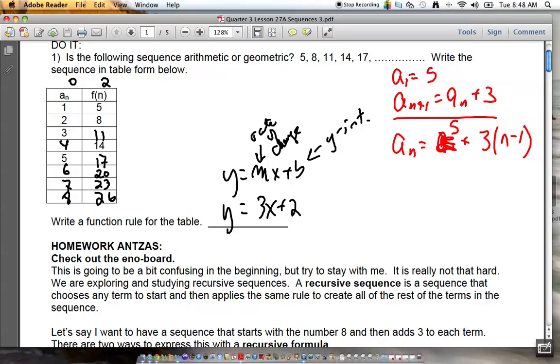Why is it 2? Oh, because the y-intercept always pairs up with 0. Because if I graph this, this would be the point (0, 2), which is right here, which makes it the y-intercept. Okay? Any other question?